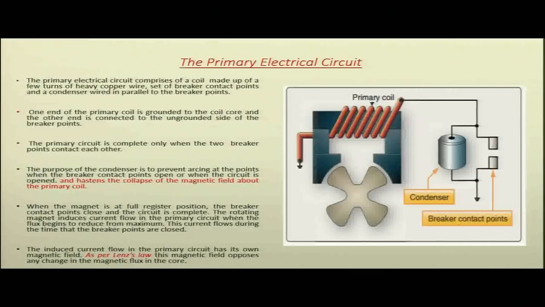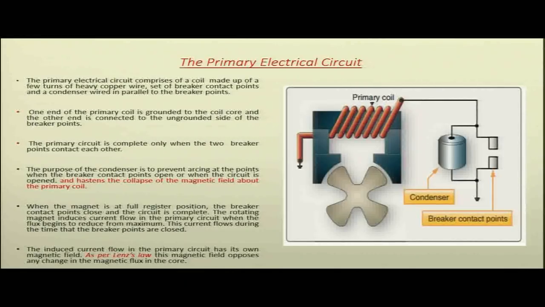So, here in the figure you can see this is your ungrounded side of the breaker point. This is your grounded side of the breaker point. You can see this contact point is grounded, but this is not grounded. So, one end of the primary coil is connected to the ungrounded side of the breaker point. The primary circuit is complete only when the two breaker points contact each other. Now, this circuit gets completed only when these two contact points contact each other, then only the circuit gets completed.